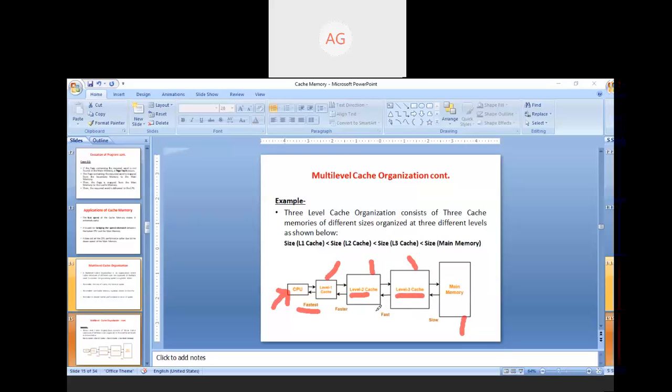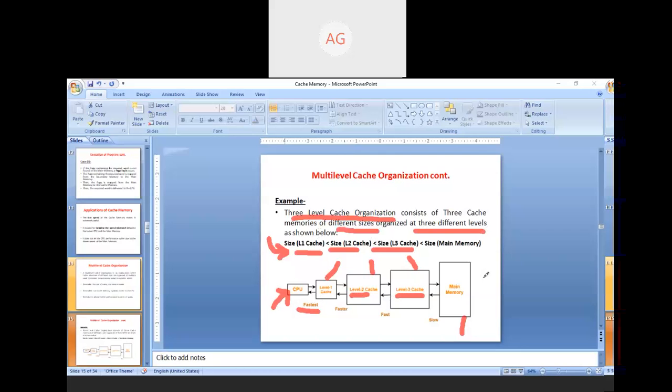As you can see from the diagram, the expression written here says that the size of the main memory is greater than the size of the L3 cache, which is greater than the size of L2, which is greater than the size of L1. So in the diagram, the three level cache organization consists of three cache memories, known as L1 cache, L2 cache, and L3 cache, of different sizes, organized at three different levels.